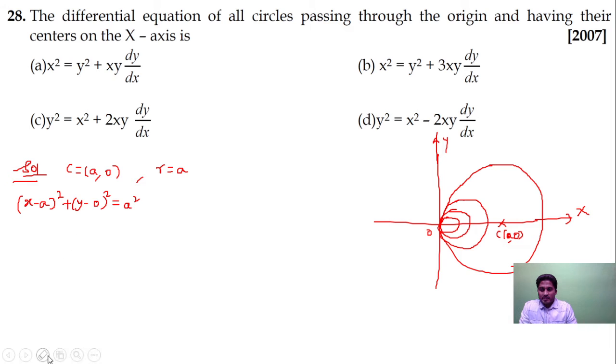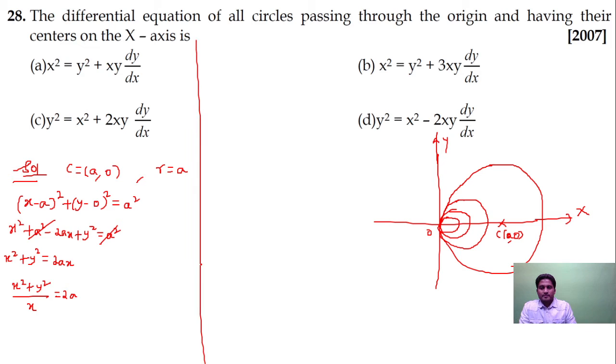I can write this as x square plus a square minus 2ax plus y square is equal to a square. So cancel this. From this I can write x square plus y square is equal to 2ax, and from this I can write x square plus y square upon x is equal to 2a. Now if I differentiate with respect to x, denominator times differentiation of numerator, so this is 2x plus 2y dy by dx.